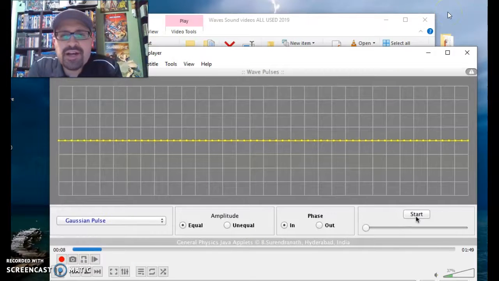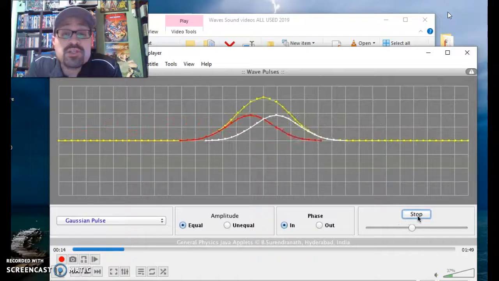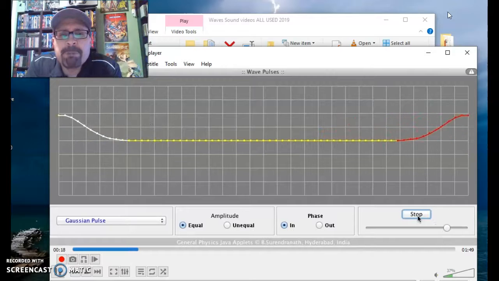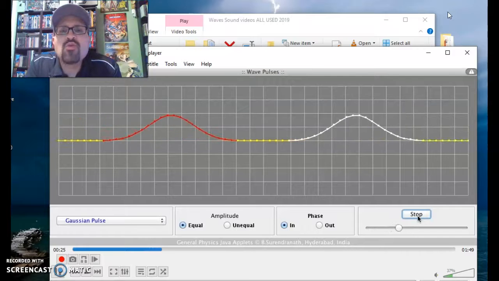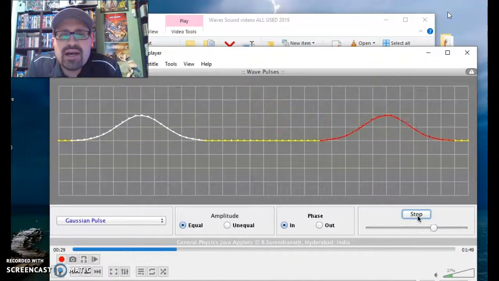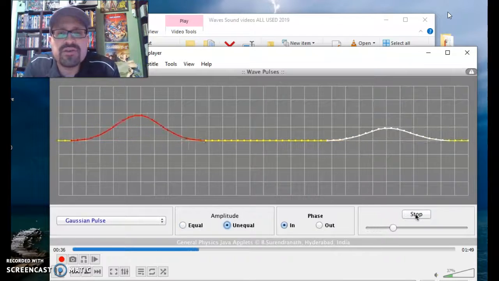Okay, we have two wave pulses, one sent from the left, one sent from the right, the red and the white wave pulse. The yellow is what you and I would see in the real world, okay? I'll show you what that looks like in the real world in a few moments here, but the concept is that the red and the white wave, when they're at the same place at the same time, are going to interact with each other in this really weird way that waves interact with each other.